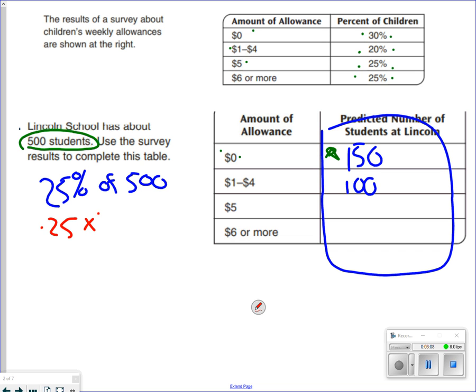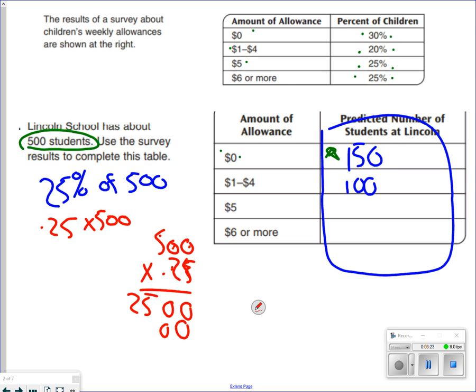0.25 times 500. I'm going to take 500. I'm going to multiply that by 0.25. 5 times 0 is 0. 5 times 0 is 0. 5 times 5 is 25. Got a place value holder here. 2 times 0 is 0. 2 times 0 is 0. 2 times 5 is 10. Go ahead and add these up. I get a 0, 0, 5, 2, 1. Two numbers after the decimal, two numbers after the decimal. The answer is 125, is 25% of 500.